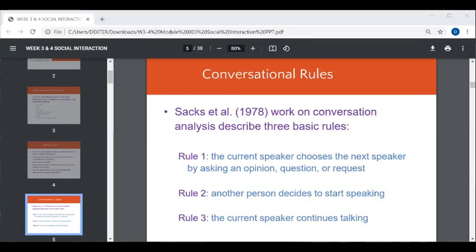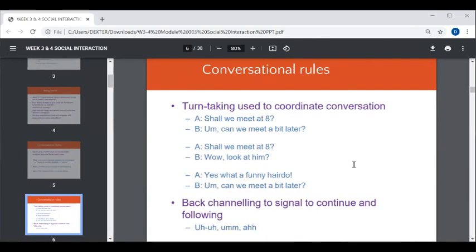then rule 2 applies, and someone else taking part in the conversation may take up the opportunity and offer a view on the matter. If this does not happen, then rule 3 is applied and the current speaker continues talking. The rules are cycled through recursively until someone speaks again. So turn taking is used to coordinate a conversation.